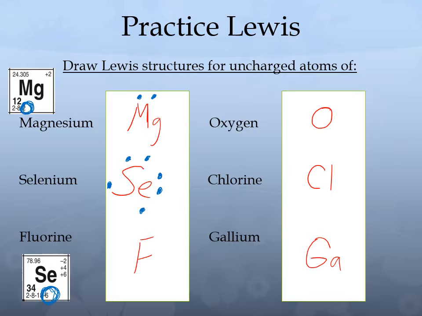I do so, like on the previous slide, have these kind of blank spots right here and right here. If there were more electrons on selenium, that's where they'd go. There's not any more electrons, so we just leave it blank, and that's fine.